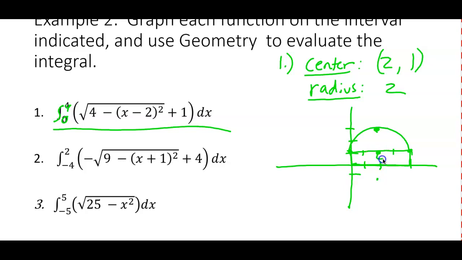And what about the top? That's a half circle, right? So pi r squared. I think it's 2 pi. I think 2, because 2 squared is 4, right? 4 pi over 2 would be 2 pi. And we're doing a half circle, so it's 2. So we have our final answer then.